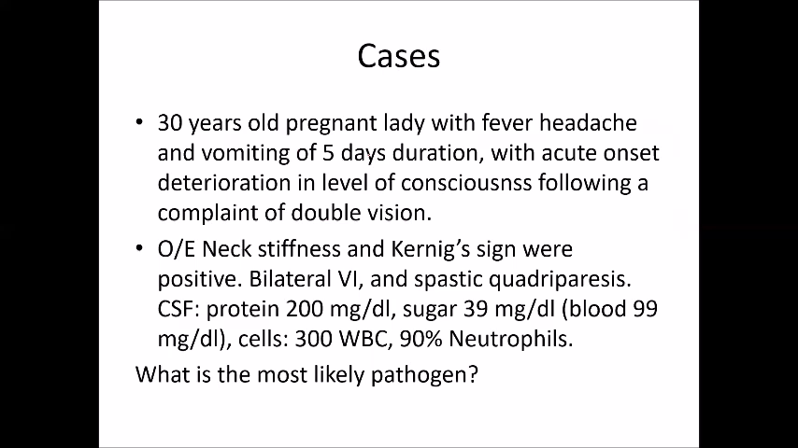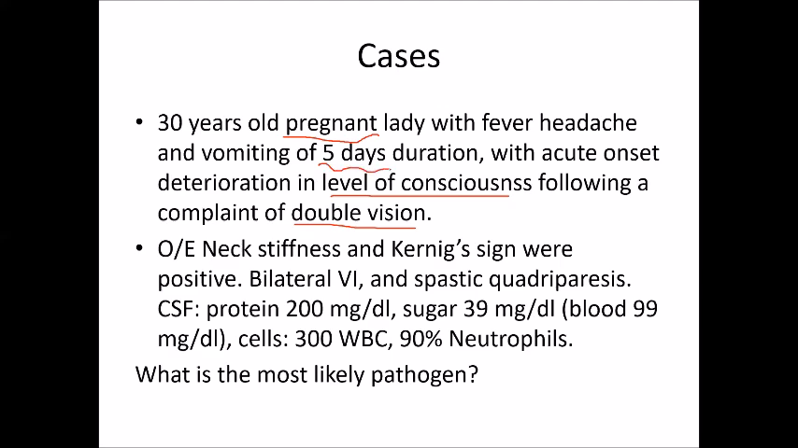So now we take another case, a 30-year-old pregnant lady with fever, headache, and vomiting of 5 days duration. So we have pregnancy into the picture. Now she also had an acute deterioration in the level of consciousness, and she has double vision. So she has a focal neurological sign, she has decreased level of consciousness, and she had pretty much the classical triad of meningitis, the fever, the headache, and vomiting. And the presentation is acute.